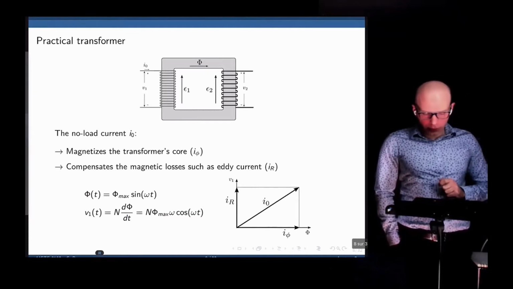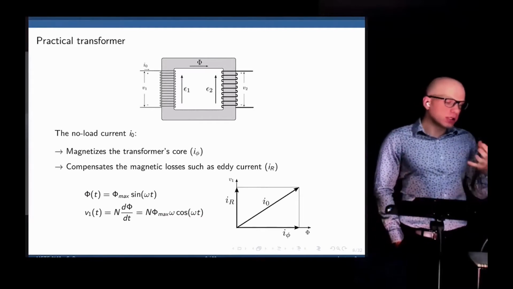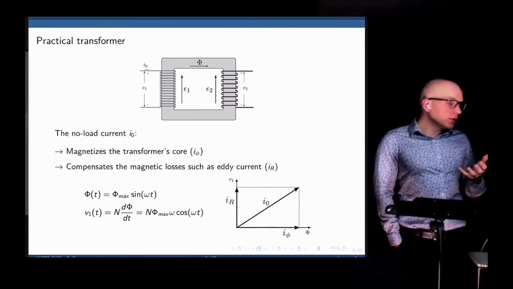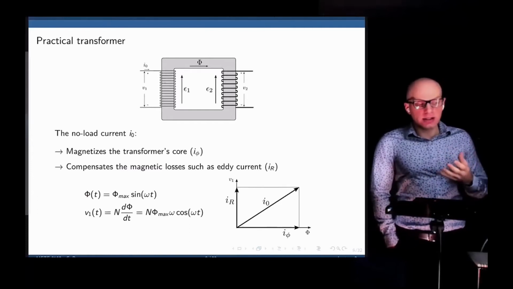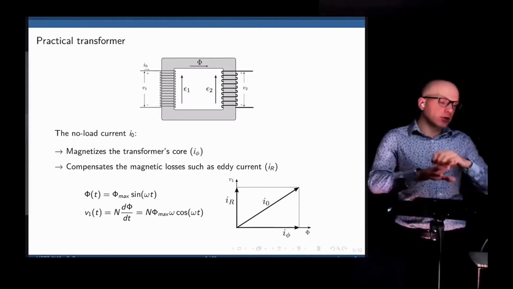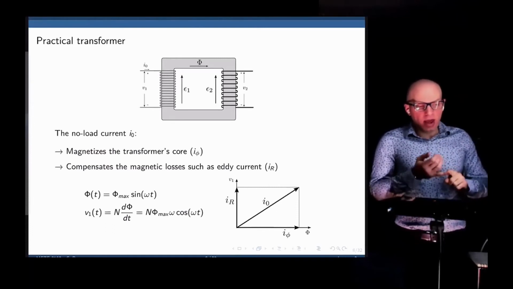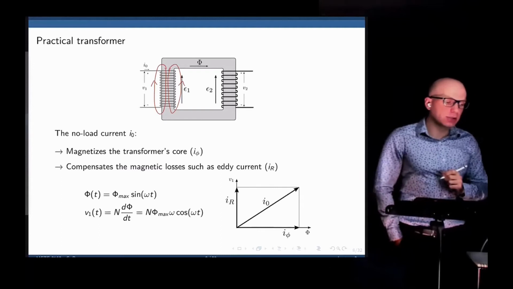Now let's look at a practical transformer. In a practical transformer, now we need to account for all losses and all imperfections in a transformer. If you look at an ideal transformer or a practical transformer, now we have a magnetic core that does not have an infinite reluctance. It needs some EMF in order to magnetize itself. What else? We have magnetic fluxes that are not going through the core. They are looping around the coils like this. We call them leakage fluxes.